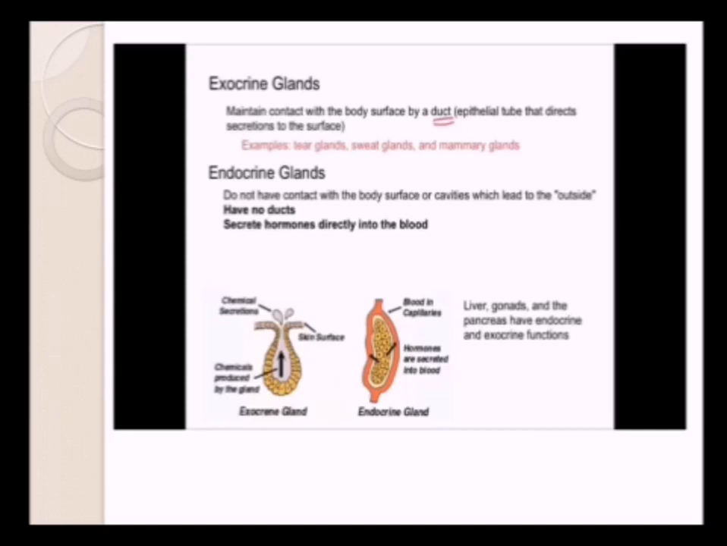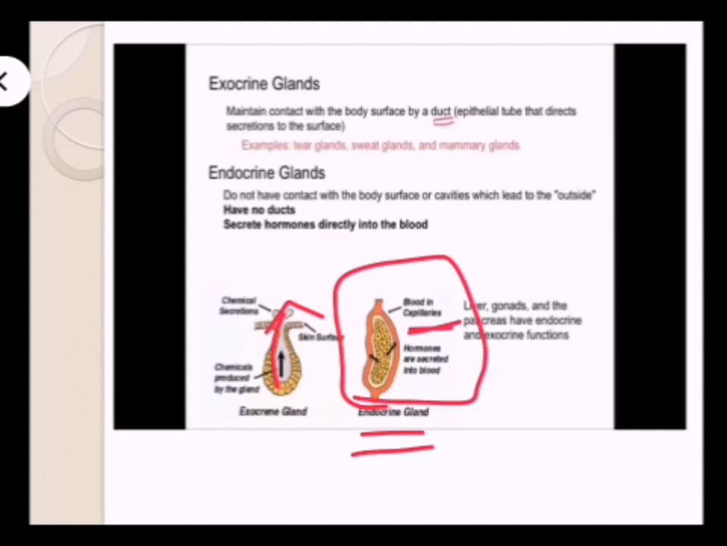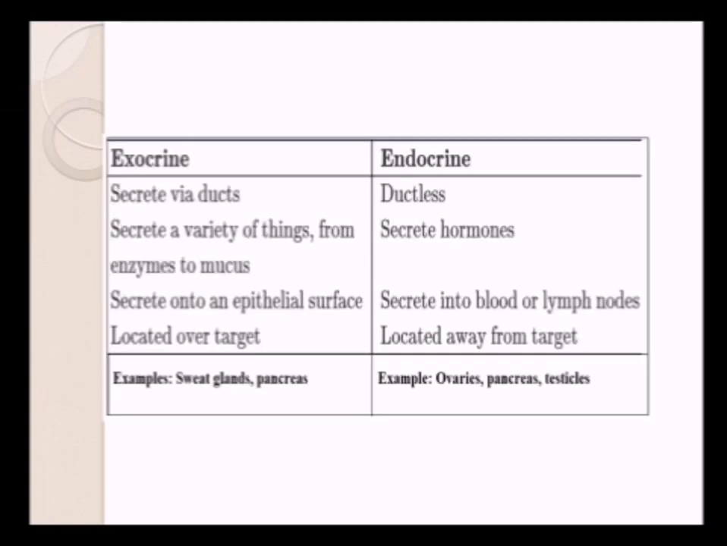So as you can see in the figures, we have the exocrine gland. It produces chemicals, and those chemicals are not transported by blood, they are transported by a duct, whereas an endocrine gland is usually present in a vascularized area, an area that is rich in blood vessels and blood capillaries, and all endocrine glands secrete hormones into the bloodstream. So here is a table that compares exocrine and endocrine glands.